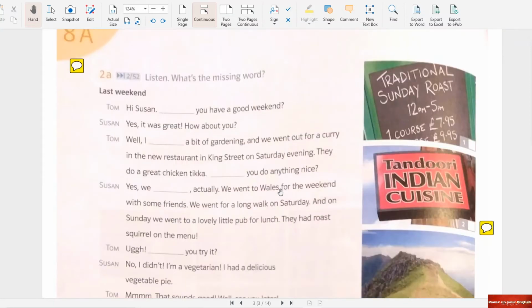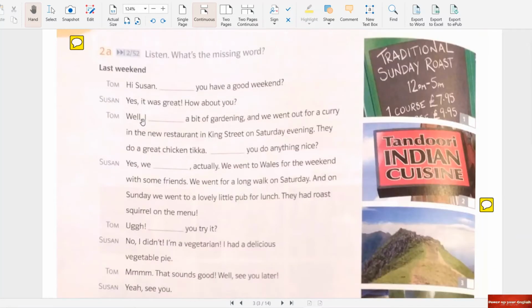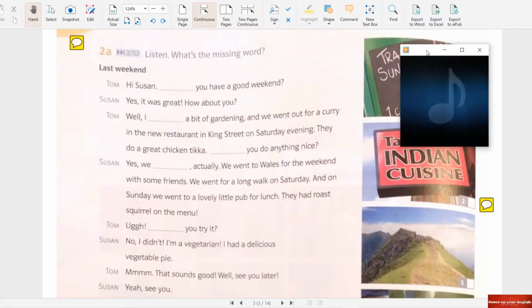So let's have a look. Let's do some listening exercises first. We're going to listen to this conversation between Susan and Tom. And here we have one missing word. See if you can find that one out. 2A. Last weekend.